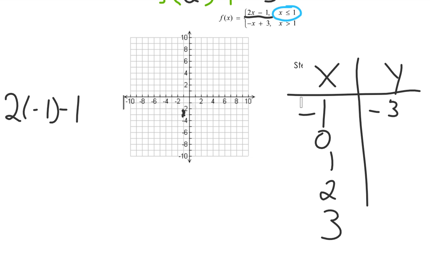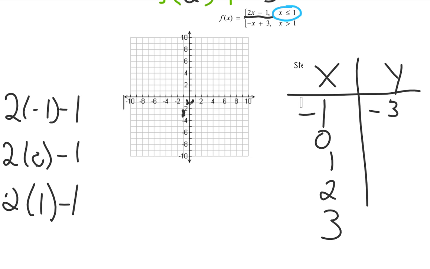I'll do it for the next one, which is 0, because that's less than 1. 2 times 0 is 0. Minus 1 is a negative 1. Working our way up, we can see a little bit of a linear function going on there. And then the last one is 1. 1 is less than or equal to 1. So I would do 2 times 1 minus 1, which will give me a 1 right here. So I'm going to have this linear function here. So we can see up until 1, this is what my function is going to look like.